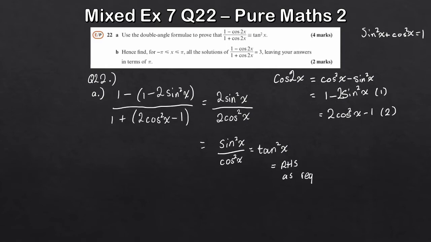Okay, so you can see with these results, you can get an idea just before you start what you should be aiming for. So if you see a tan squared x or a tan x or anything like that, try and think of sine squared or sine x over cos x and try and aim for that result. So that works out quite nicely.